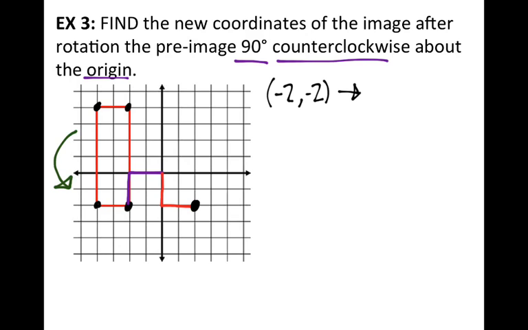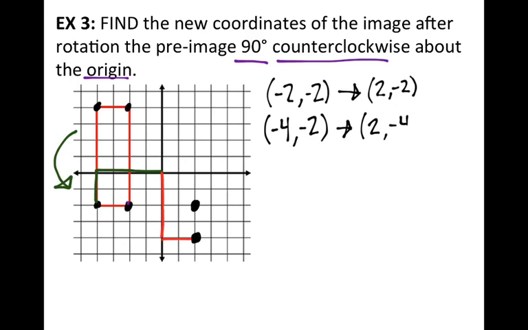So I'm going to map that. I have (-2, -2) maps to (2, -2). And then I just go through each point. The next one, I go left 4, down 2. That means I go down 4, left 2, and I map that. (-4, -2) maps to (2, -4). And then I would just keep going.